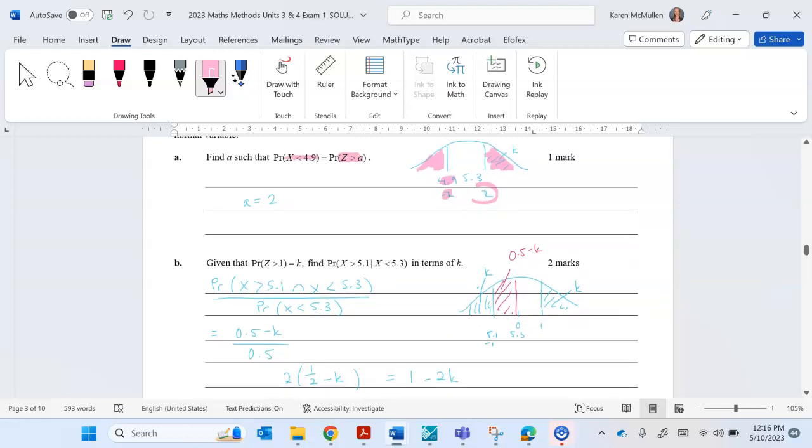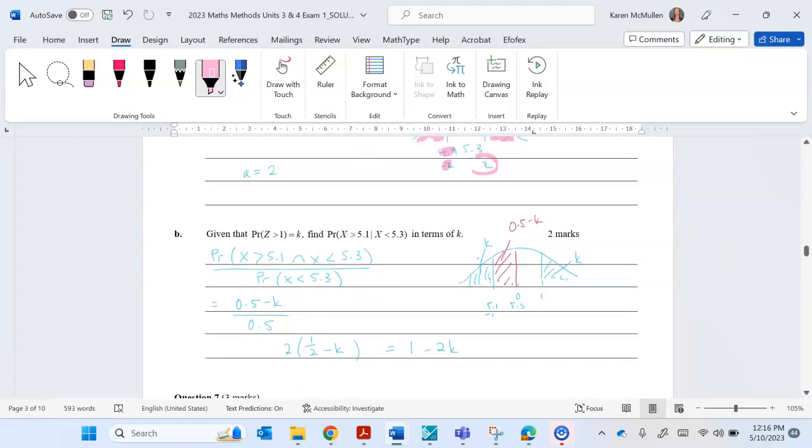Given that the probability of z is greater than 1 equals k, find that. Okay, so we've got a conditional probability formula question. Let's first of all look at where k is. So here's k. So k is when z is greater than 1, so 1 standard deviation. Using symmetry, this area is the same over here, which I already shaded in blue. Now 5.1 is the same as 1 standard deviation below, and then 5.3 is our mean.